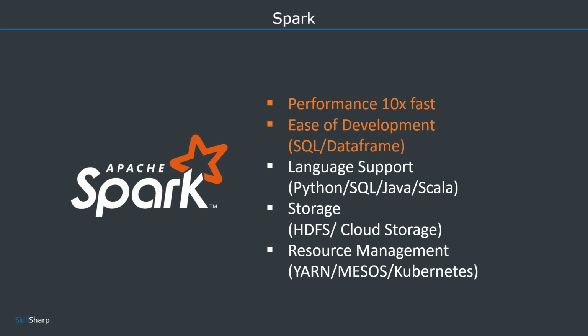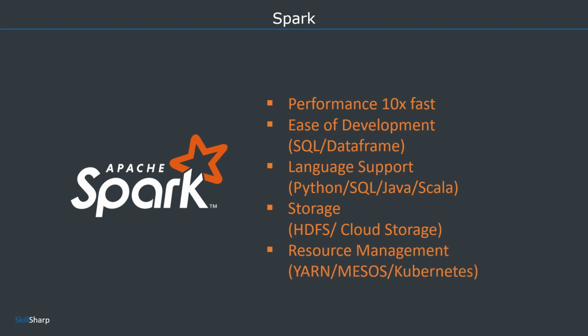Then language support. Spark supports Python, SQL, Java, Scala, this variety of languages. And for machine learning purposes, Spark supports the R language as well. Storage. Hadoop restricts us to HDFS storage only, but Spark supports cloud native storage as well. So you can use Google Cloud file systems, Azure Blobs, or Amazon S3. These are the cloud solutions that are available.